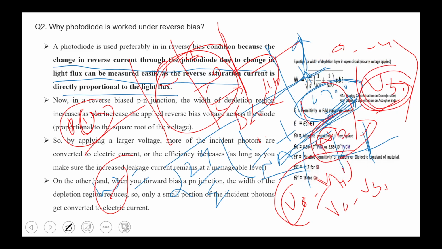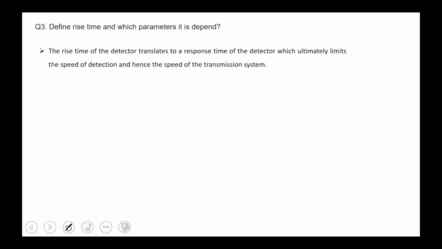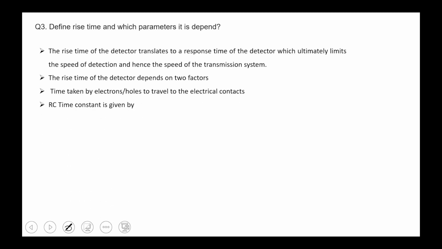So I have already explained that equation, 2 epsilon by q. Rise time I have already defined, and it was also given that the rise time depends on two factors. So how can you calculate the RC time constant?